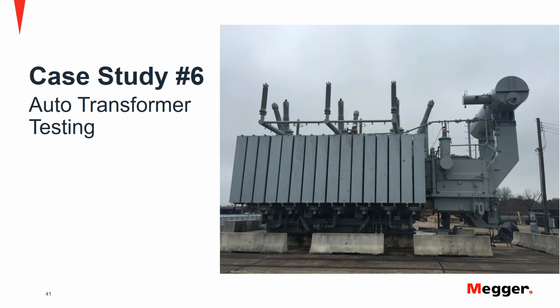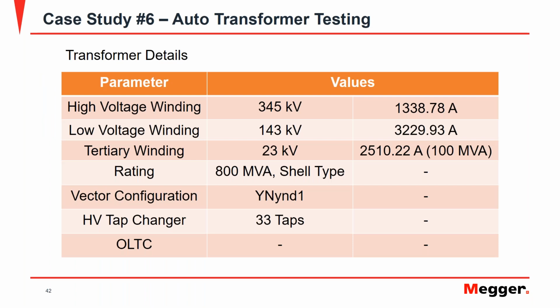This particular case study deals with field experiences that we came across while testing an auto transformer. So, this transformer had a high voltage rating of 345 kV with a rated current of 1338 amps and a low voltage winding rating with 143 kilovolts and 3229 amps. It also had a tertiary winding which was at a reduced rating of 100 MVA. So it had a 23 kV voltage rating and about 2500 amps as its nominal current rating. However, the overall rating of the transformer was significant. It was 800 MVA.